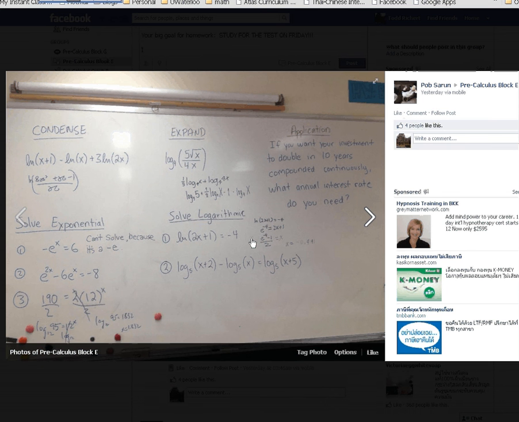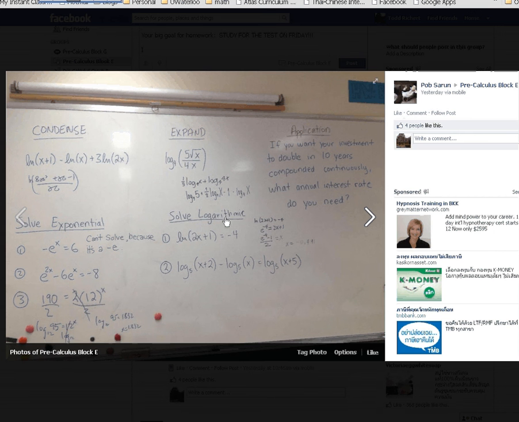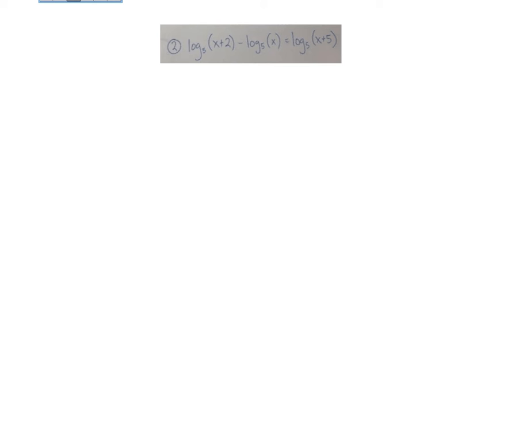All right, hello class. Just wanted to help out with this one equation we didn't get to in class. It's called solve logarithmic and it's under number 2. I just wanted to make sure everybody's really clear on how to solve this kind of equation. So I've already copied it over and there it is. So how do we solve this thing?